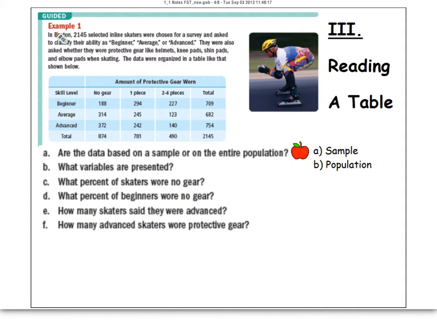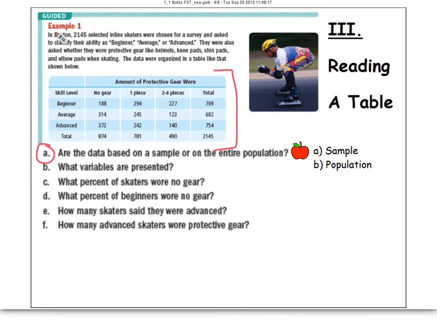I just want to look at letter A for this one, and here's a scenario. In Boston, there were 2,145 inline skaters chosen for a survey and were asked to clarify their ability as being either beginner, average, or advanced. They were also then asked how much protective gear that they wore, and it was recorded. The data has been organized here in this table of our entire people that we surveyed. So here's the question, just part A only. Are the data here based on the sample or an entire population?